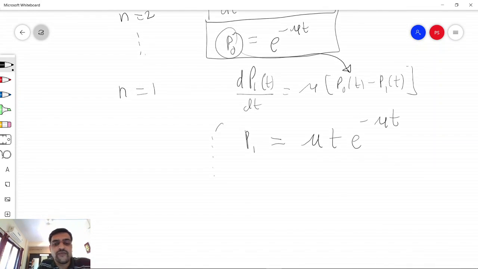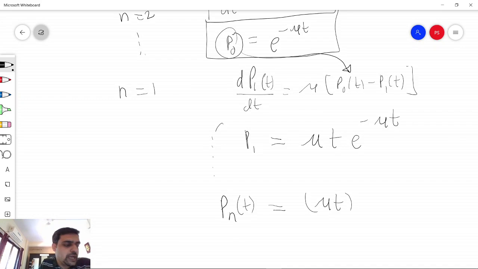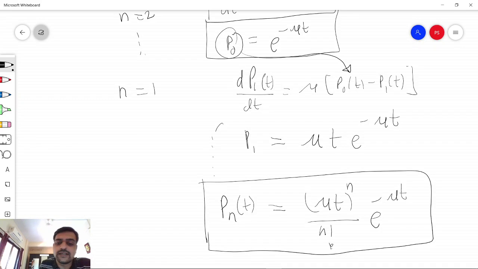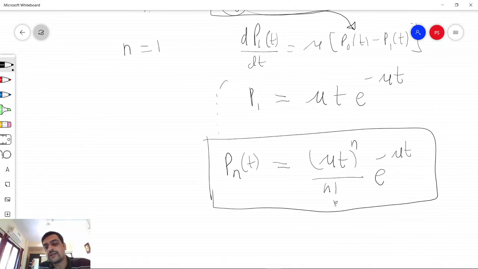If it is done, we see that p of n, which is a function of t, is just equal to (mu t) raised to n upon n factorial, e raised to minus mu t. This is what we get after generalizing the result by solving the differential equations.